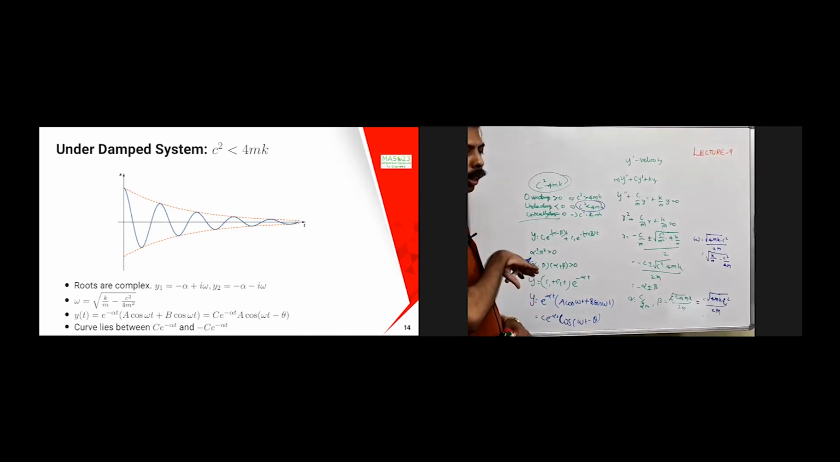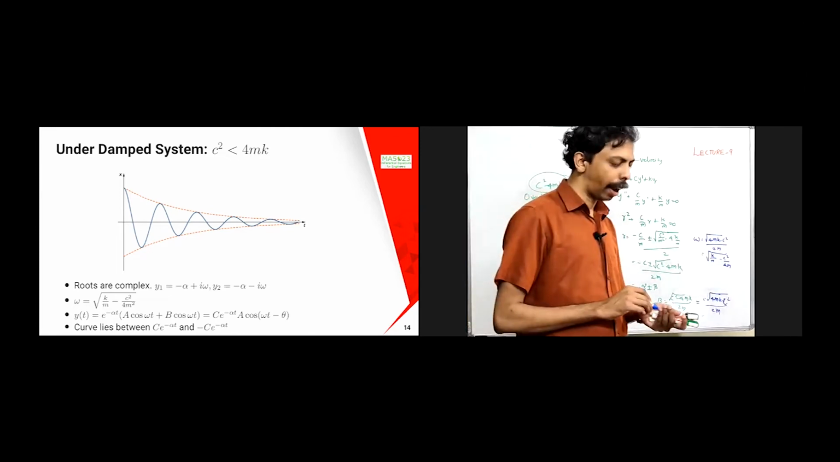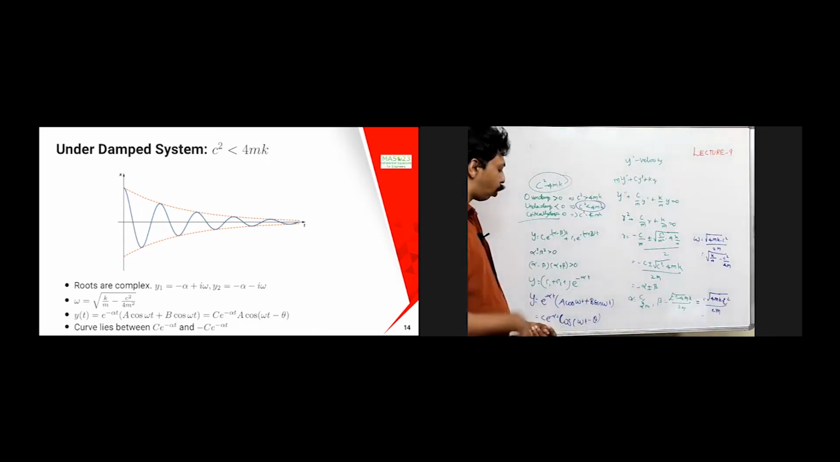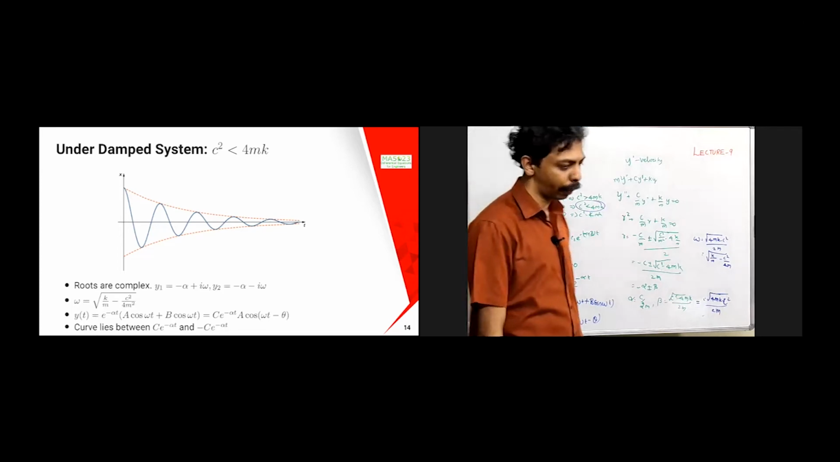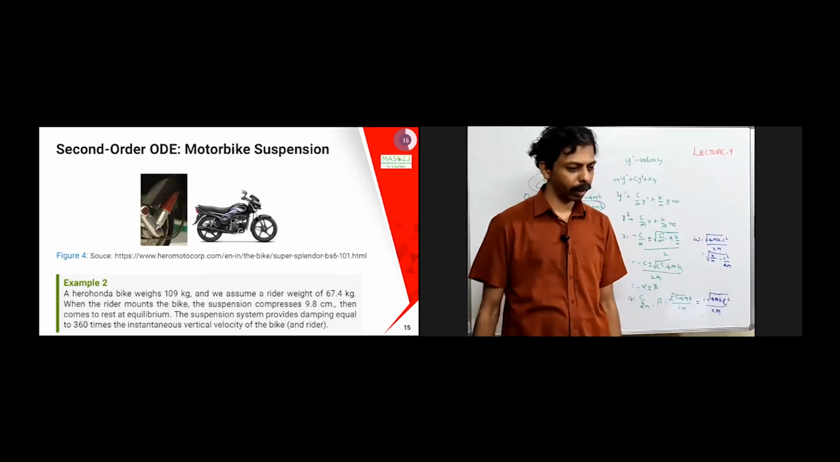In that case, your curve is going to be bound between these two curves, C e power minus alpha t and minus C e power minus alpha t. So in between them, that is going to be there. That's the reason it's called an underdamping system, because you are going to have oscillations here that are going to be decaying after a certain stage. That is the reason it is called an underdamping system. Okay. Now next case, next problem.